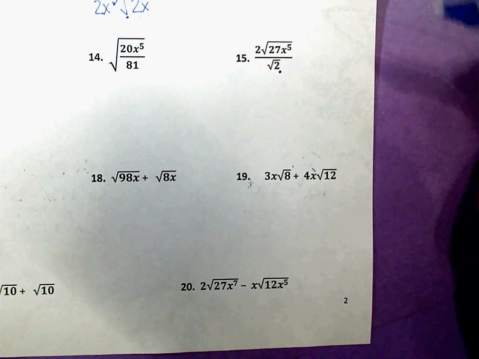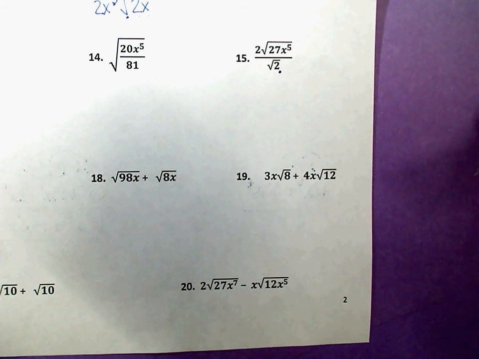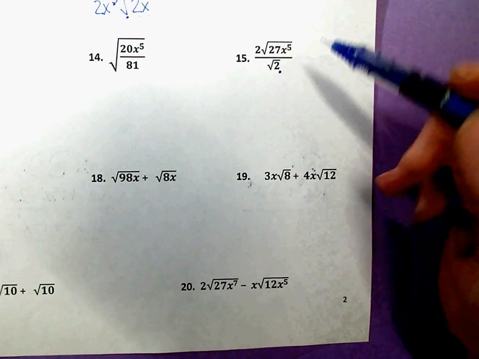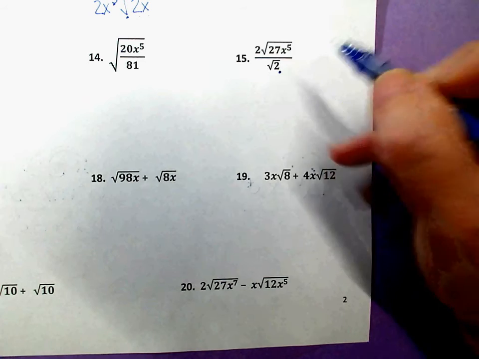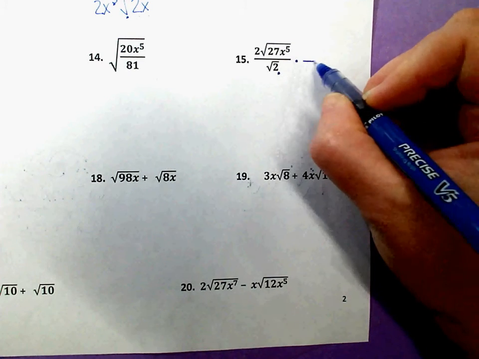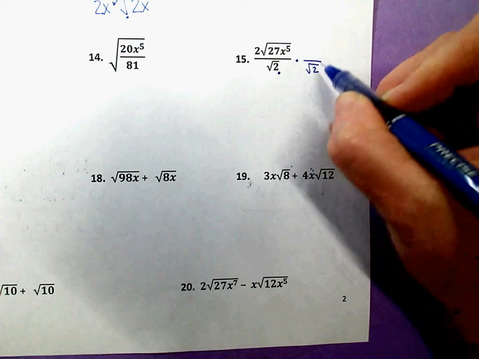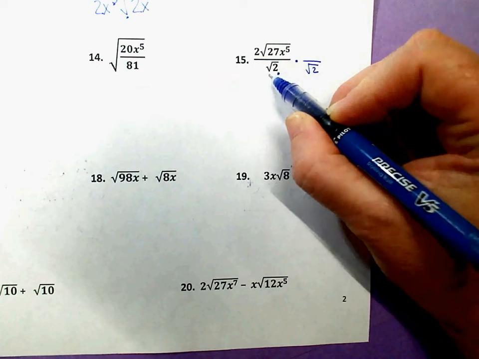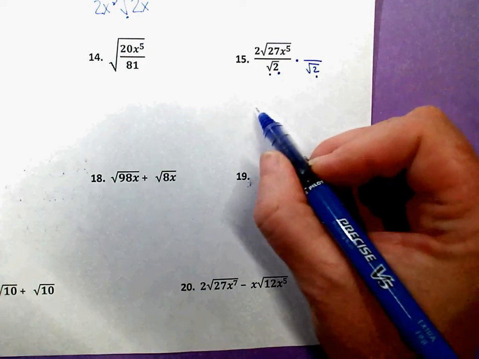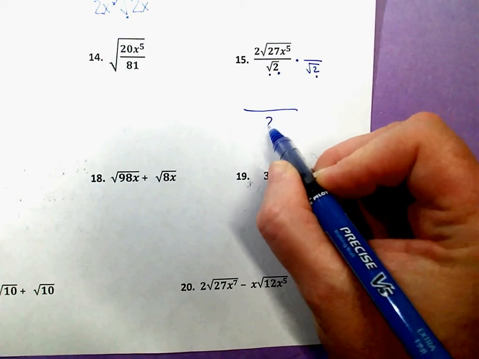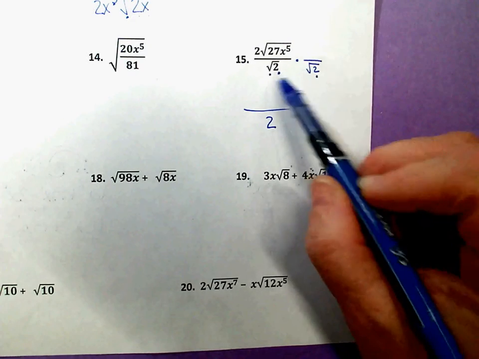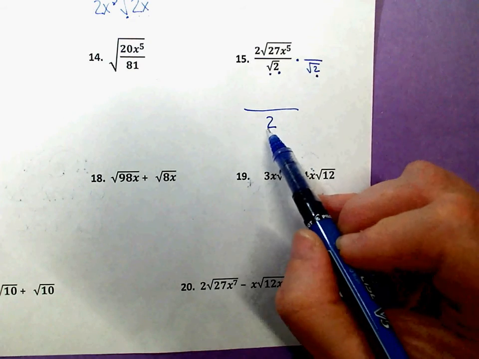If neither of those first two options work, my only choice then is to rationalize the denominator. I have to get rid of the square root that's on the bottom, and the only way to make that go away is to multiply it by itself. So I'm going to do the square root of 2 times the square root of 2, which really just makes 2. So the purpose of that was to get rid of the square root sign.